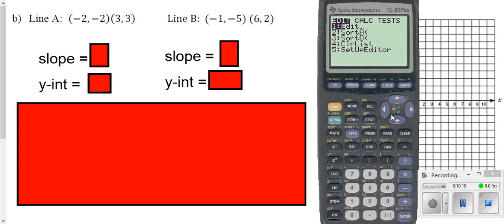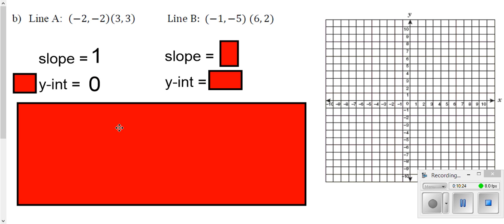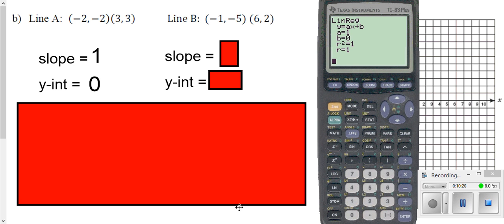Ready to stat calc, stat button, over to calc. Linear regression is number 4. So we can see now we got A is 1 and B is 0 for this first line. So the slope is 1 and the y-intercept is 0. Let's check our second line now, line B.